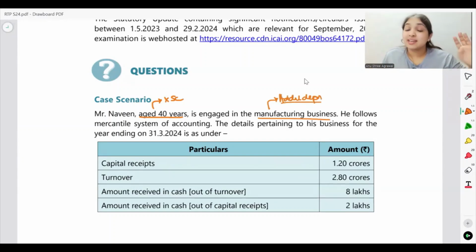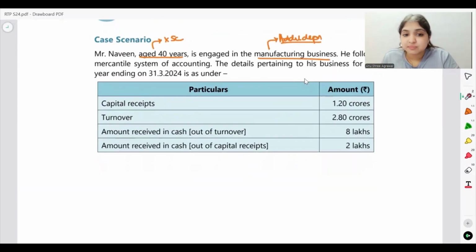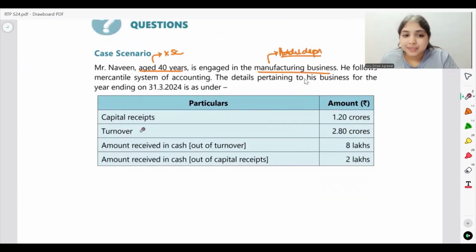See, generally in income tax, manufacturing assessees have many special points. But in our syllabus, if assessee is into manufacturing, only one extra point, which is additional depreciation. He follows mercantile system of accounting, okay, not cash basis of accounting. Details pertaining to his business for the year ending 31st March 24 is as under. Capital receipts, turnover, amount received in cash out of turnover, amount received in cash out of capital receipts.